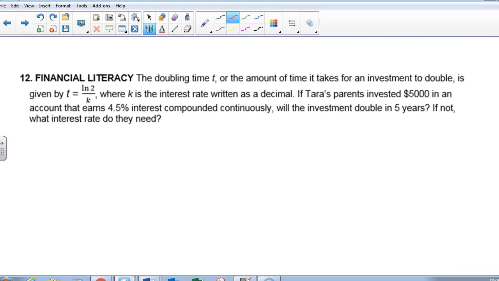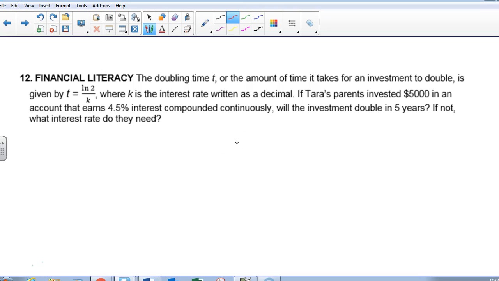All right, is this the next one you have? Yeah. Okay, the doubling time. The time it takes for an investment to double can be given by this, where K is the interest rate written as a decimal. So if Tara's parents invested $5,000 in an account that earns 4.5% compounded continuously, will the investment double in 5 years? If not, what interest rate do they need?